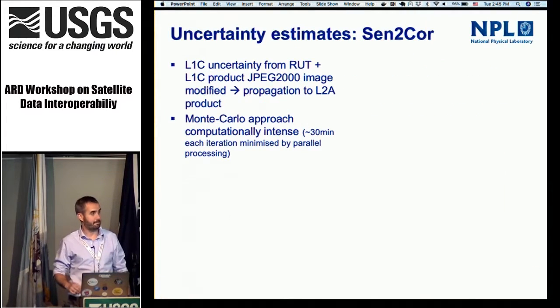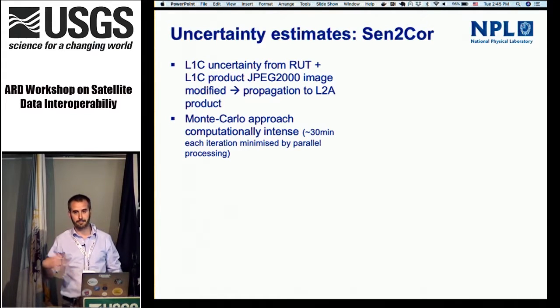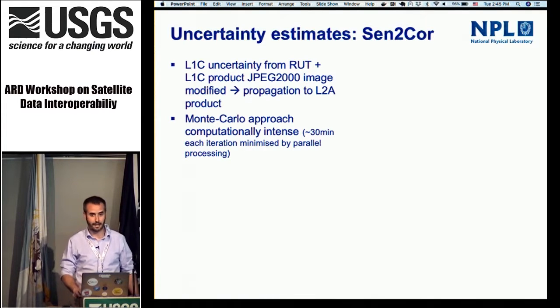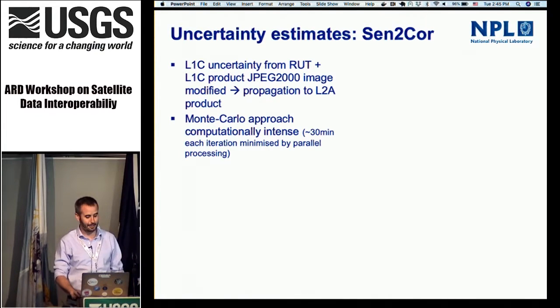So I made a preliminary effort to determine the Level 2 uncertainty for this specific Barrax campaign. I went into the hard work: I got the Level 1C uncertainty from the tool, modified each Level 1C product JPEG 2000 image using a GDAL package, and propagated hundreds of times to Level 2A using Sen2Cor. This is the hard way. It takes a lot of time, around 30 minutes per iteration.